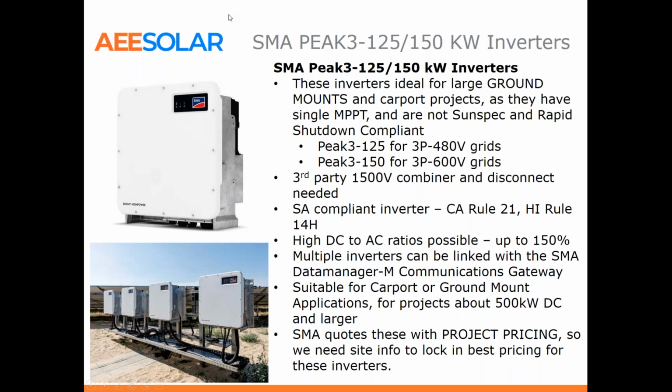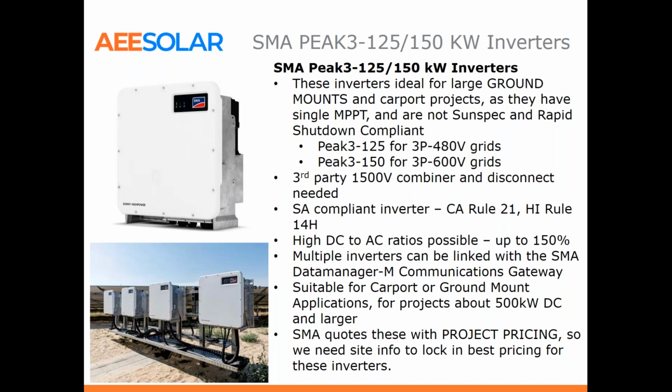So a newer inverter for SMA, and this would be for large ground mounts only, is their Peak 3 inverters. There's a 125 kW inverter for 3-phase 480 volt grids and a 150 kW inverter for 3-phase 600 volt grids. You do need to source third-party combiners and disconnects from Solar Boss or other places. SMA currently is only offering the inverter unit itself. Those do need to be fused disconnects since this inverter has a single MPPT input.